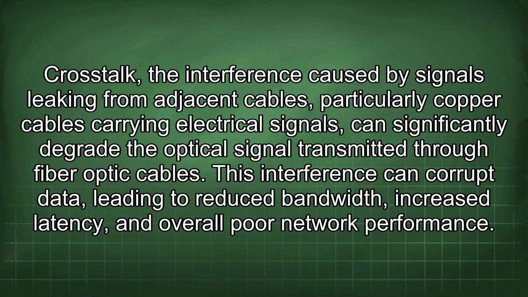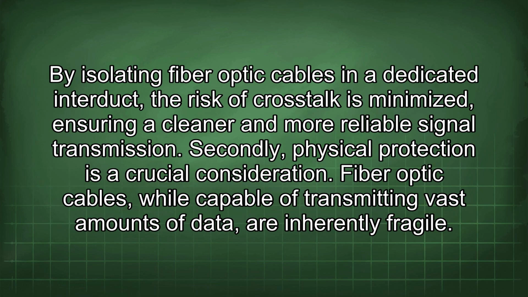Crosstalk, the interference caused by signals leaking from adjacent cables, particularly copper cables carrying electrical signals, can significantly degrade the optical signal transmitted through fiber optic cables. This interference can corrupt data, leading to reduced bandwidth, increased latency, and overall poor network performance. By isolating fiber optic cables in a dedicated interduct, the risk of crosstalk is minimized, ensuring a cleaner and more reliable signal transmission. Secondly, physical protection is a crucial consideration.